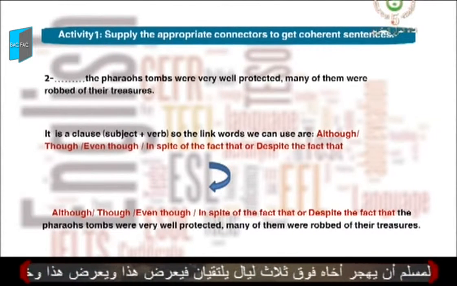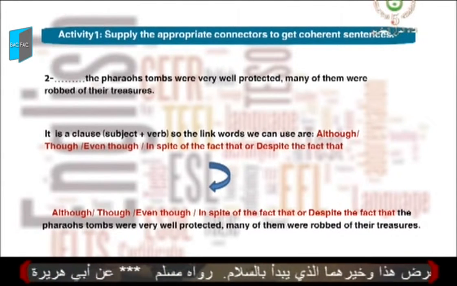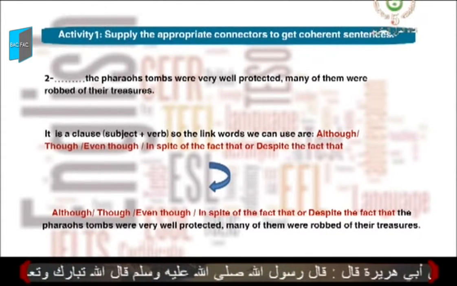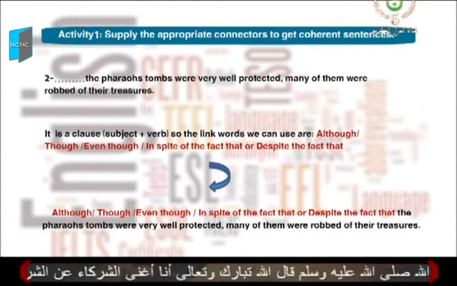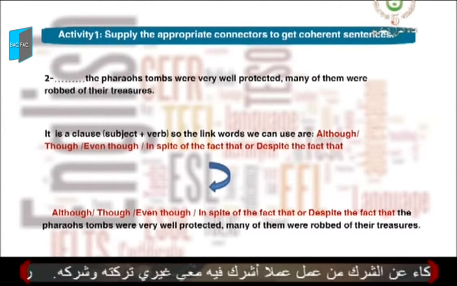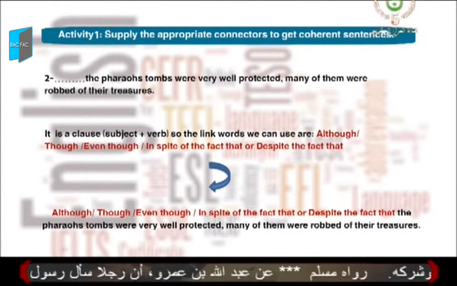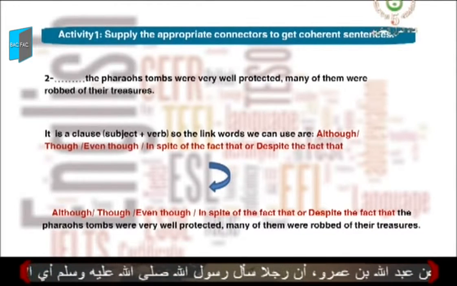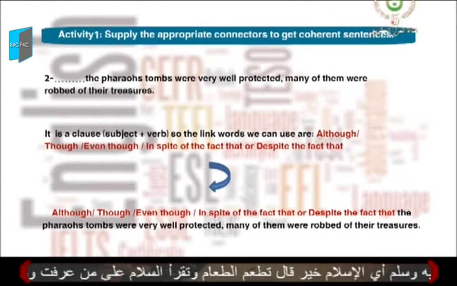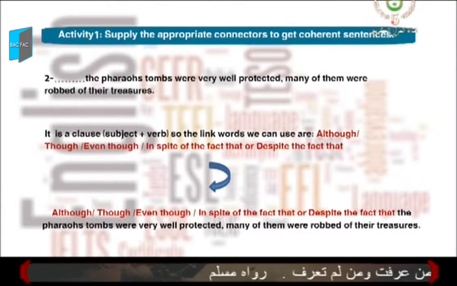Second sentence, it starts with a blank. The pharaoh's tombs were very well protected. Many of them were robbed of their treasures. Again, what's the gap followed by in this example? Yes, it is followed by a clause, that is, a subject and a verb. So which link words can we use? Good, we have many possibilities, so we can use although, though, even though, or in spite of the fact that and despite the fact that. The pharaoh's tombs were very well protected. Many of them were robbed of their treasures.